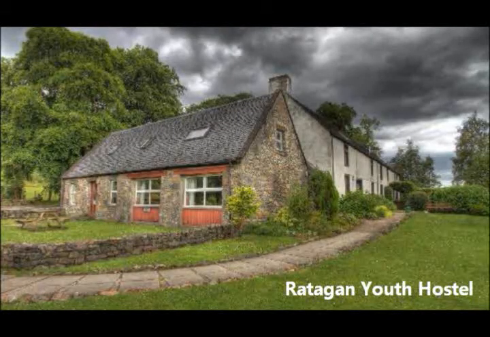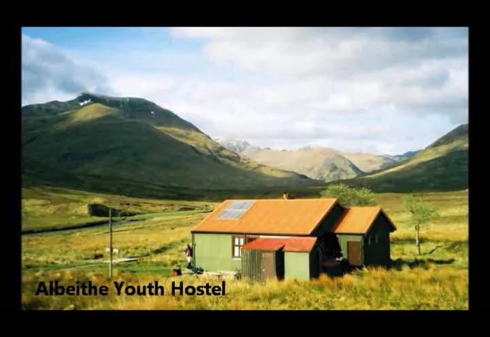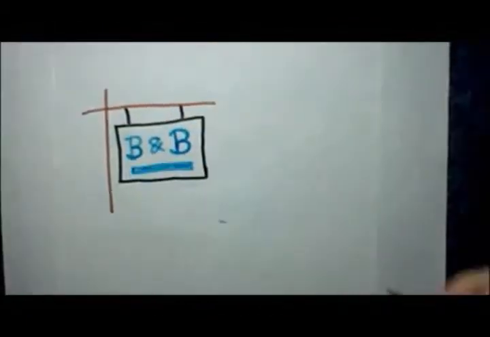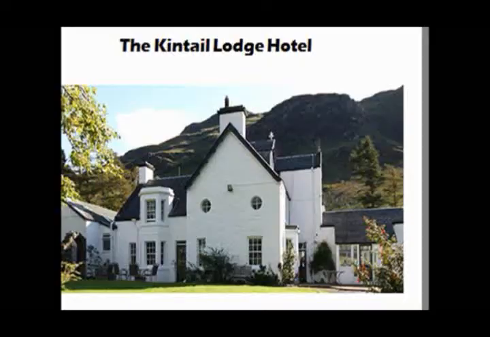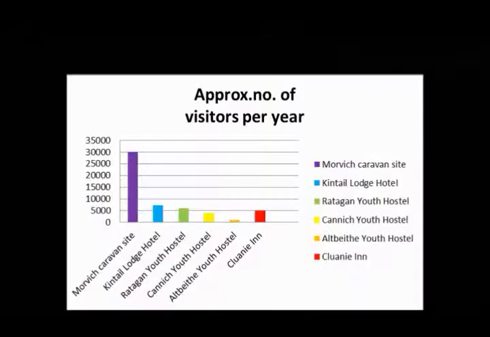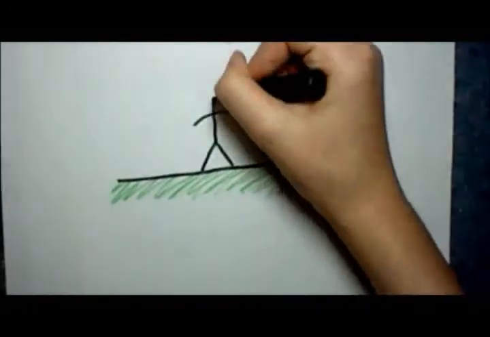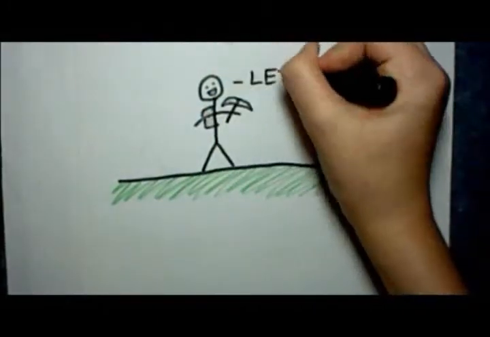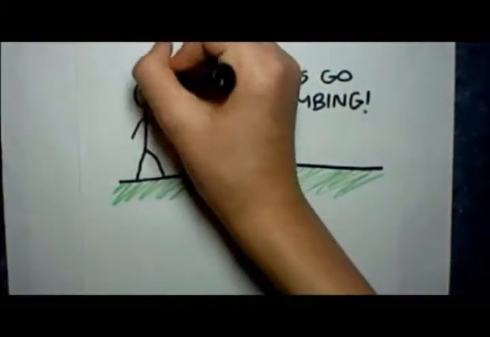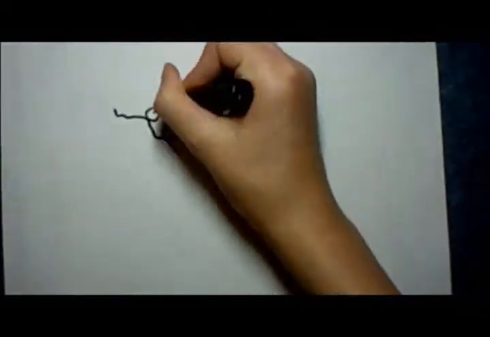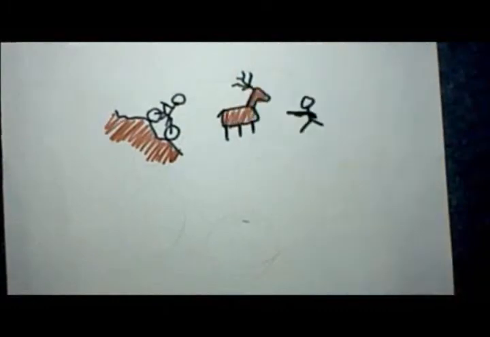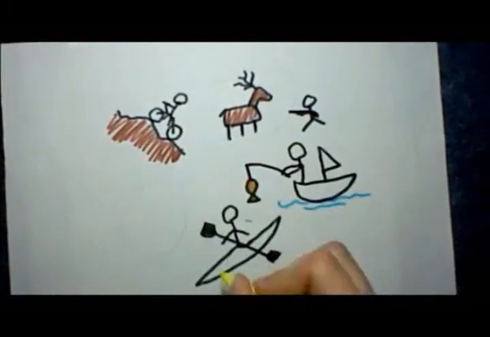Other places to stay include Ratigan Youth Hostel, which has around 6,000 guests per year, Altbeef Youth Hostel, with 1,000 per year, and Cannock Youth Hostel, with 4,000 per year. There are also B&Bs scattered around the local area, the Kintail Lodge, the Cluny Inn, and many holiday homes. Because of the mostly unsuitable landscape for it in Kintail, climbing is not a popular activity. Other activities available include mountain biking, deer stalking, fishing, sea kayaking, and pony and llama trekking.